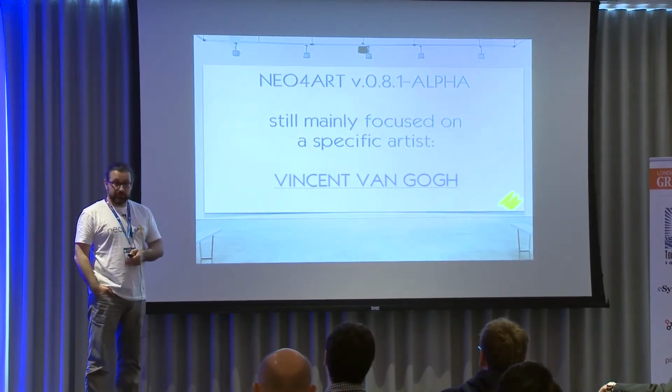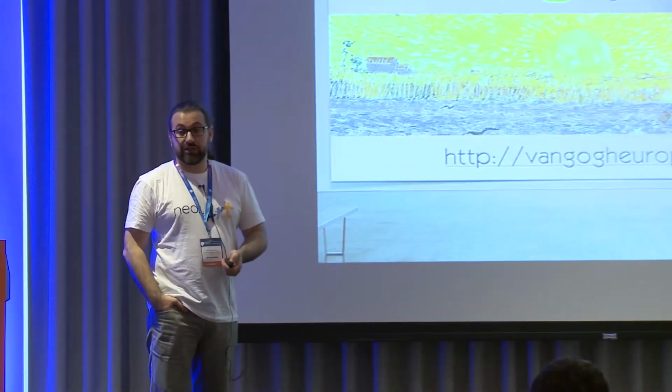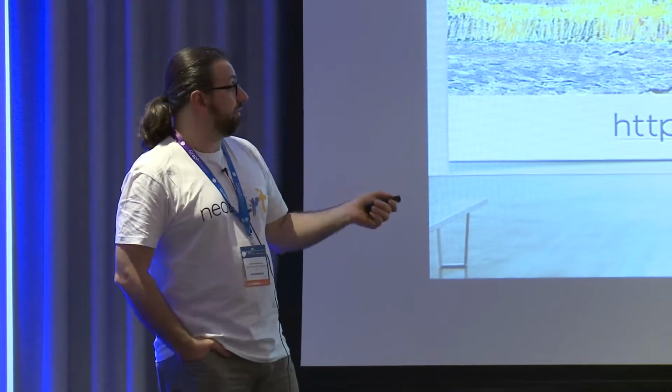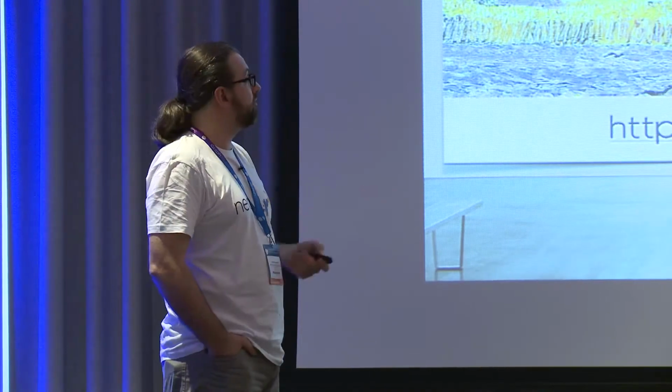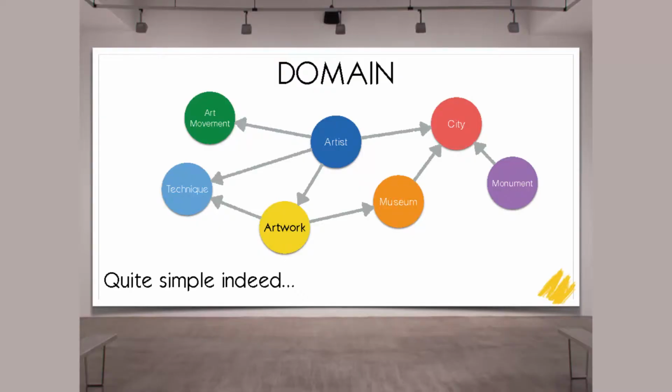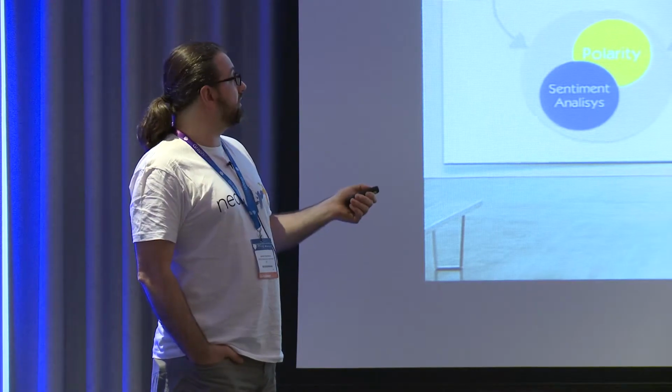The art domain is, as I mentioned before, still focused on Van Gogh, also because 2015 is an important year. We have lots of celebrations around Europe about that, so you can check it. The domain is quite simple. In reality, we have artists that produce artworks which are exposed in museums and so on. This is very simple, but starting from that simple model, which is represented here, we would like to find connections and other information from open source data sources.